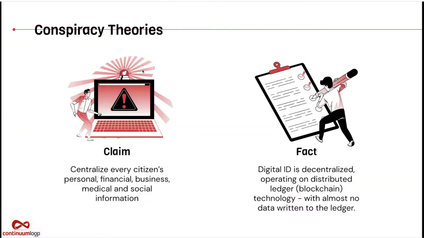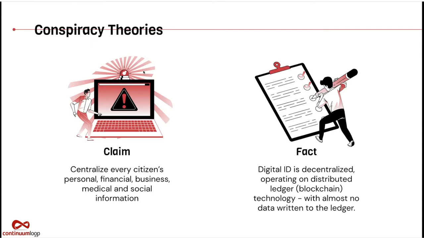So the first one here is the claim that every citizen's personal, financial, business, medical, everything is going to be centralized in one system, which is actually completely not true. Digital ID is decentralized. It's on blockchain technology, and there's almost no data written to the ledger. Everything's going to be stored and encrypted on your phone.